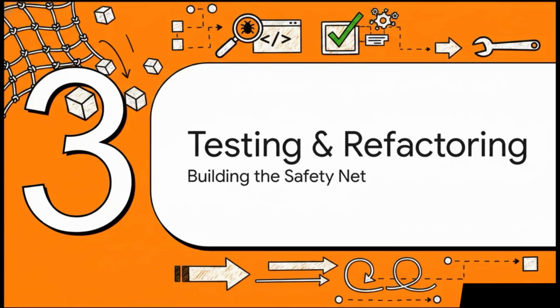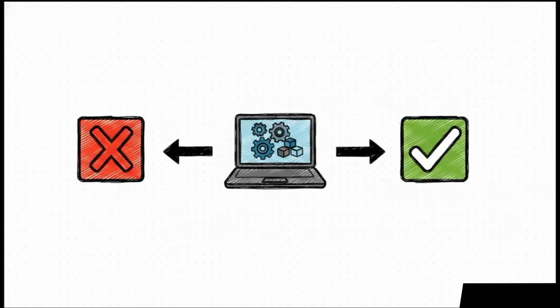All right, part 3. Testing and refactoring code, building the safety net. How do Agile teams actually manage all this rapid change without losing their minds? Well, that brings us to one of my absolute favorite concepts, test-driven development, or TDD. Think about standard development. The logic seems obvious, right? You write the code, and then you test it to see if it works. Agile says, do the exact opposite.